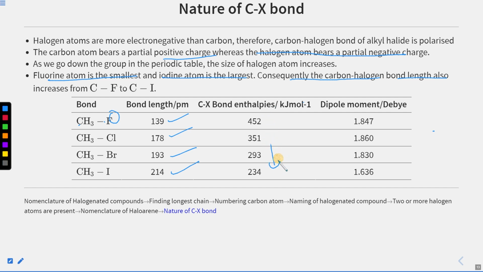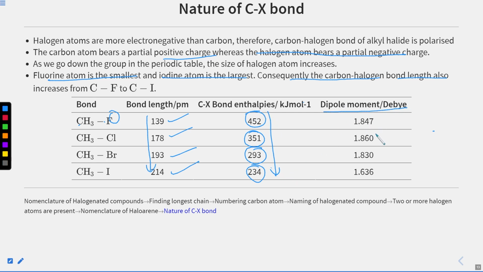So C-F will have a bond enthalpy of 452, and bond enthalpy is for 1 mole of bonds. So this is for 1 mole of bonds, again 1 mole of bonds, and again. So you can see that as we go down the group, bond length is increasing and your bond energy or bond enthalpy is decreasing. What about the dipole moment?